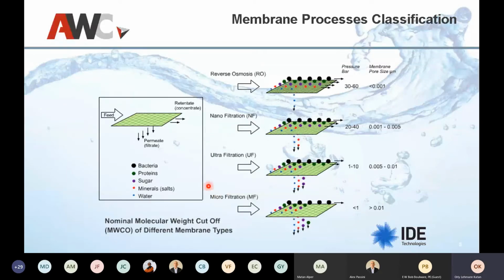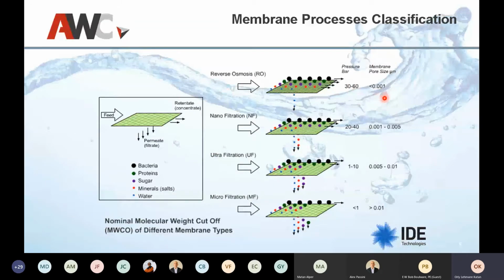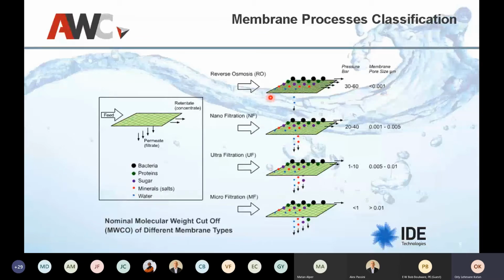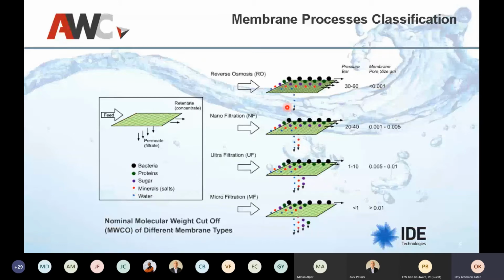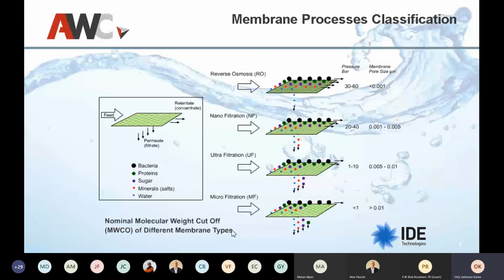So if we talk about main filtration systems, we can see that reverse osmosis gives us the smallest pore size. This is like a mean size of pores, and basically what passes the RO membrane is water and a very small amount of salts. Here are different sizes of what would pass in ultrafiltration, microfiltration, and nanofiltration. So for RO, we're basically talking about dissolved particles, and basically water and some salts.